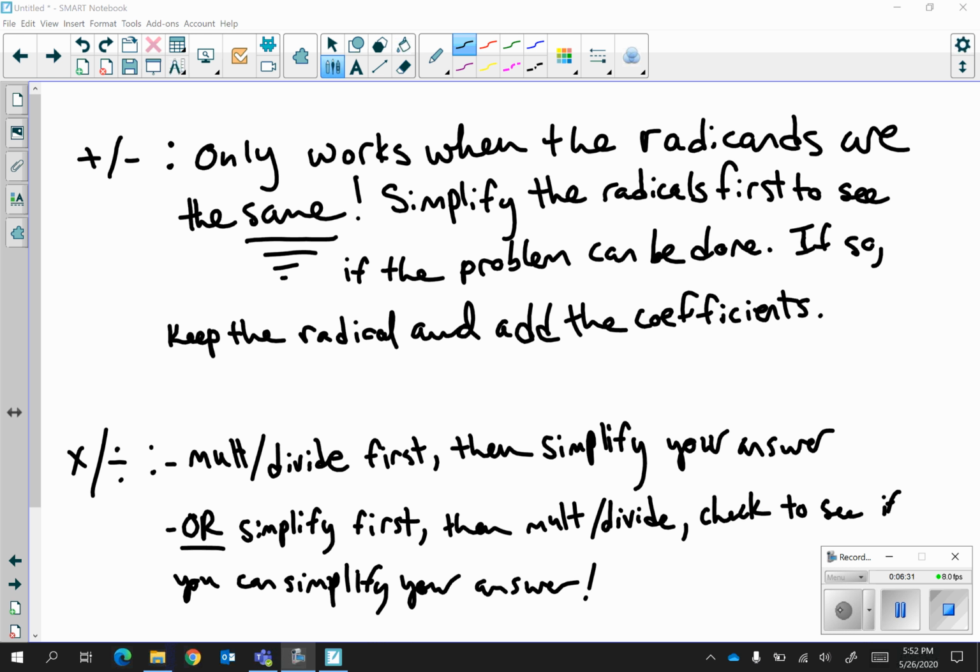When you're multiplying and dividing, either multiply or divide first and then simplify your answer, or simplify first, then multiply and divide, and then check to see if your final answer can be simplified in the end. And that's all for this video.